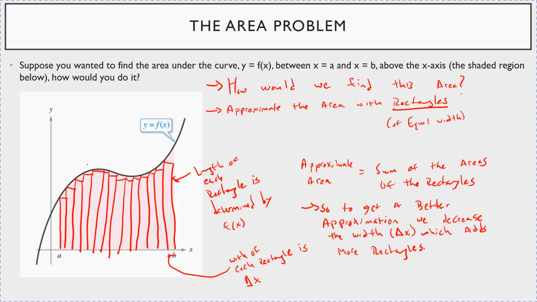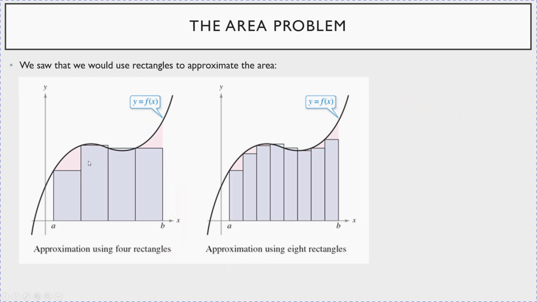And you can see what's going on here, okay? So in this first example here, I only picked 4 rectangles to approximate the area and I said, I could do better, so I pick 8 rectangles. And you can see I'd do even better, and I'd probably do better with 16 rectangles or 32 or 100 rectangles. The more rectangles I put under the graph, by decreasing the width, okay, it gets better and better and better. I get a better approximation of the area.